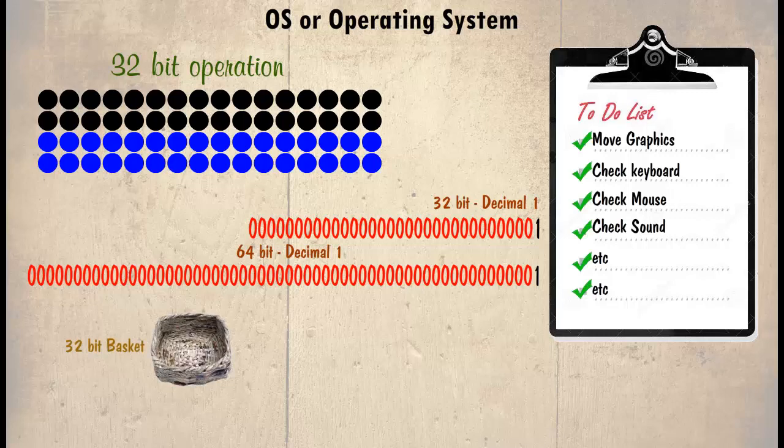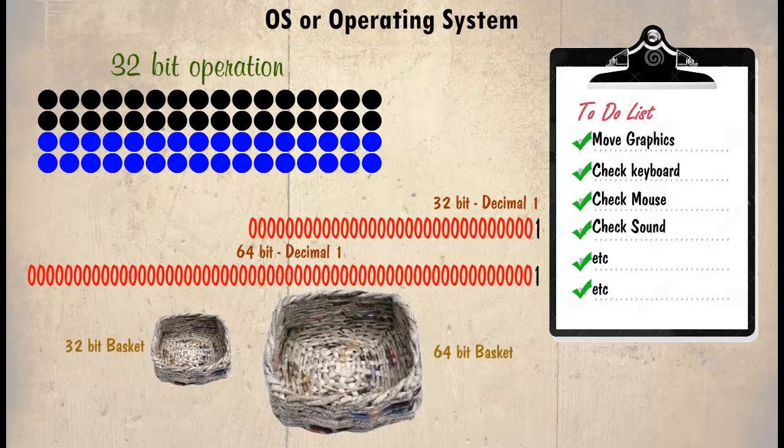We can think of it as two baskets, a 32-bit basket and a 64-bit basket. If both just had one potato in them, then there is little difference. Except with the 64-bit basket, you could move more potatoes at once, or much larger chunks of data at the same time. Another limiting factor is the physical layout. In theory, for each address line, you should have a data line.